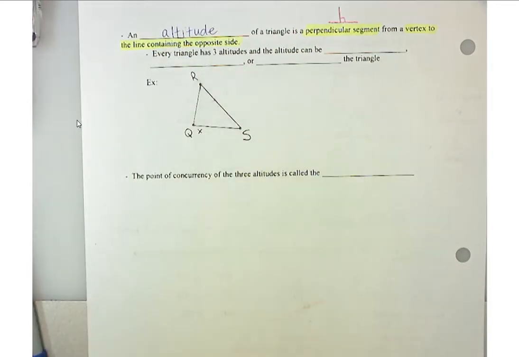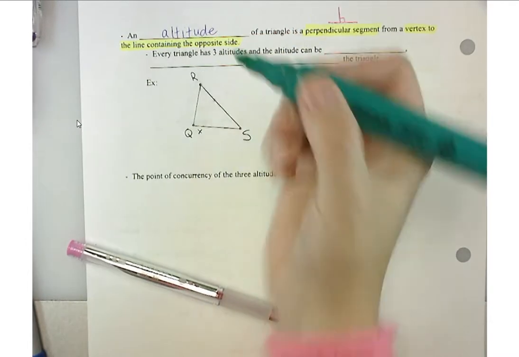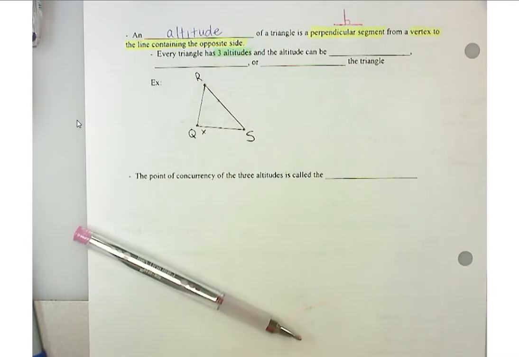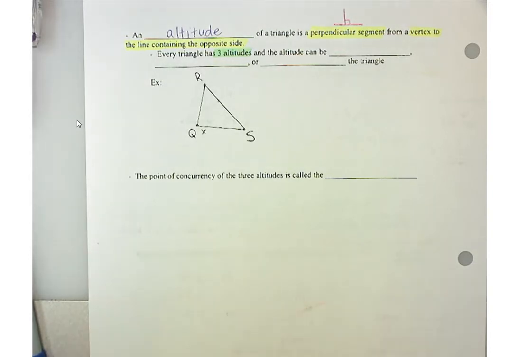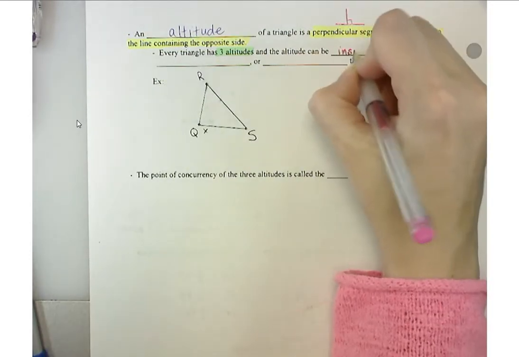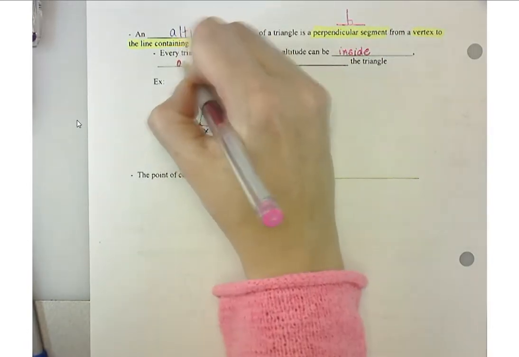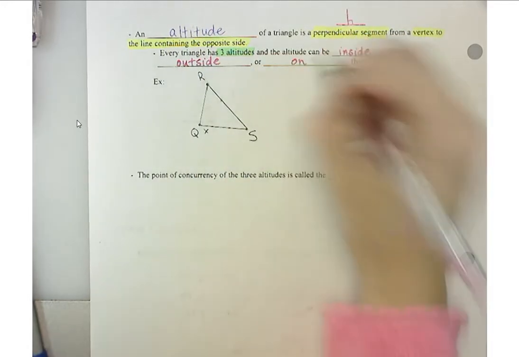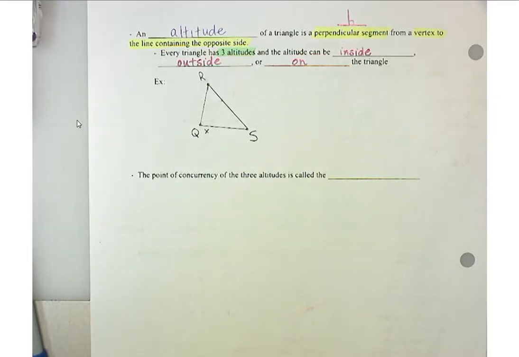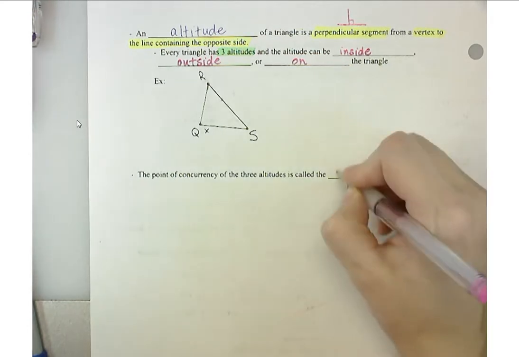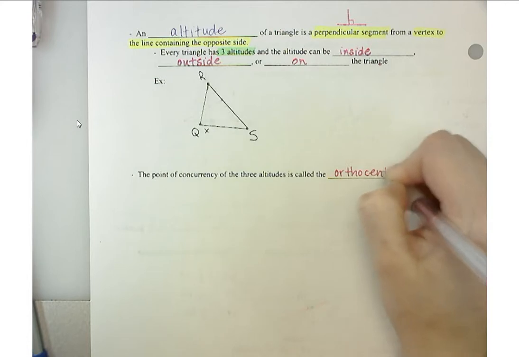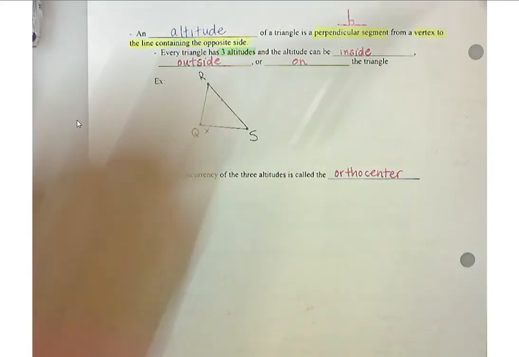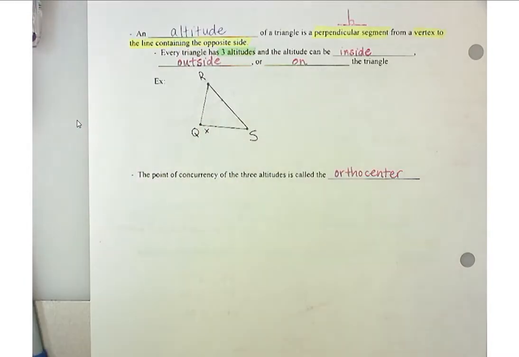So every triangle is going to have 3 altitudes, just like it can have 3 medians, but the location of these altitudes can be either inside the triangle, outside the triangle, or right on the triangle. Okay, so it's either inside, outside, or on the triangle. The point of concurrency of these is called the orthocenter. Yep, it's called the orthocenter. And we are going to be drawing those in here.